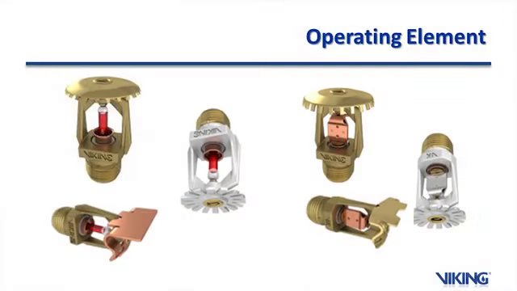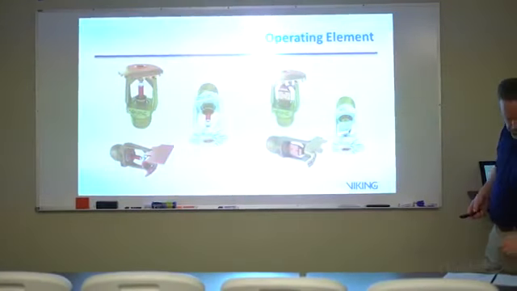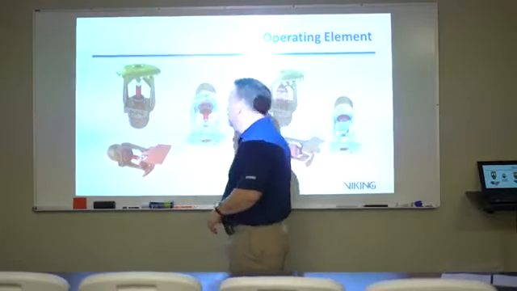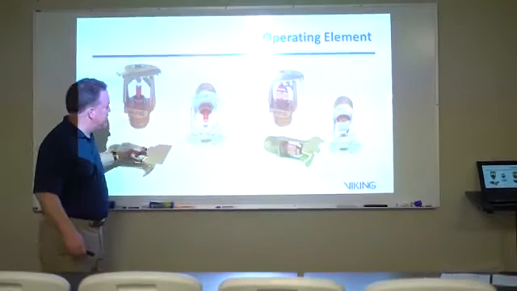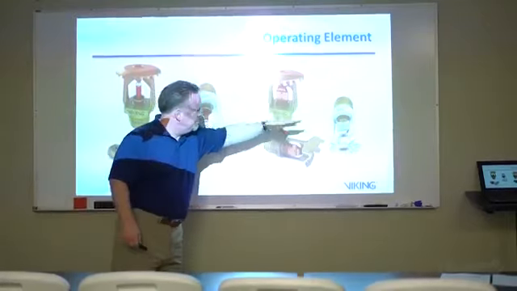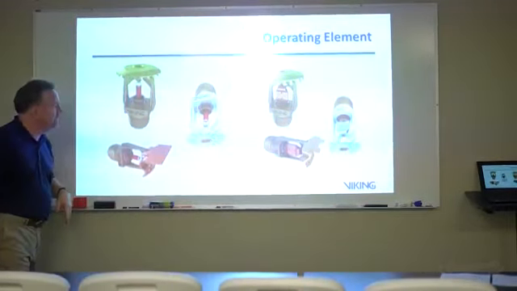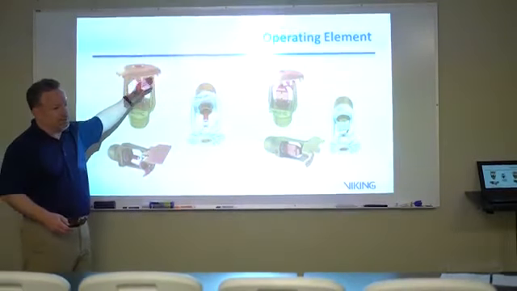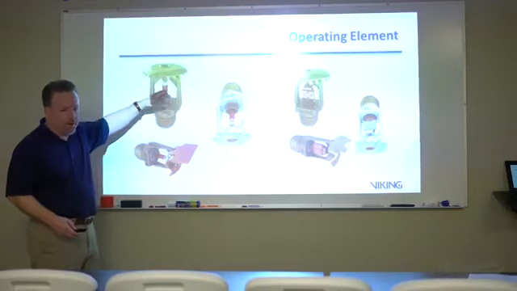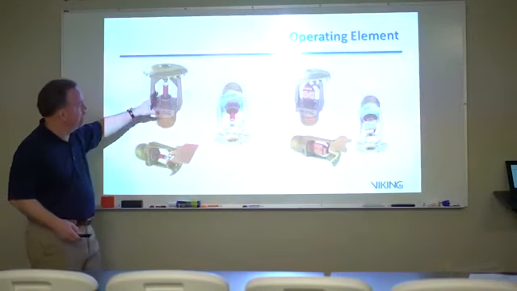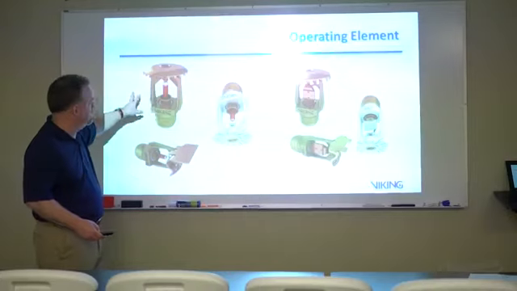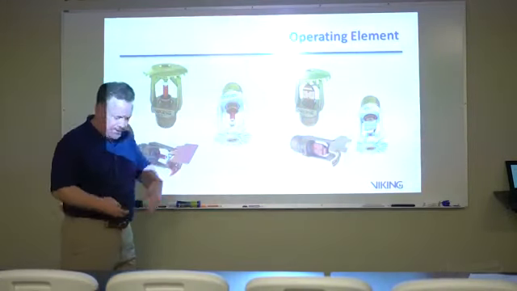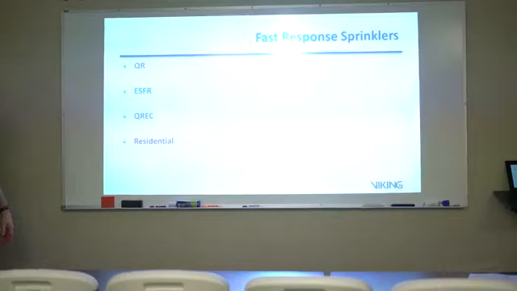So what is a quick response and what does it look like? Well, we first have to take a look at this operating element. As I said before, you take a look at these operating elements, and here are the glass bulbs, here are the solder links, the types of element. Again, these are going to respond because it's a red color. It's going to be an ordinary temperature sprinkler, probably around 155 would be its range of heat.